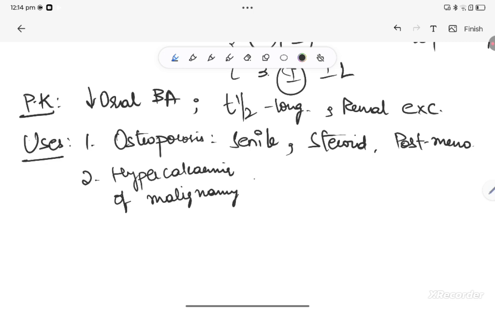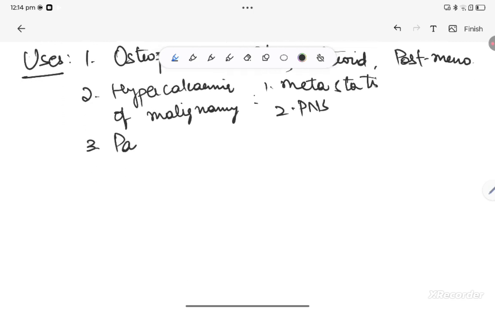This hypercalcemia can be either because of metastasis or because of paraneoplastic syndrome. Whatever it is, if we want calcium levels to reduce, we use bisphosphonates. If calcium levels are to be reduced as an emergency, then we use calcitonin, which we'll talk about later. Then comes Paget's disease. Only in the early Paget's, where there is a lot of osteoclastic activity, we use bisphosphonates.